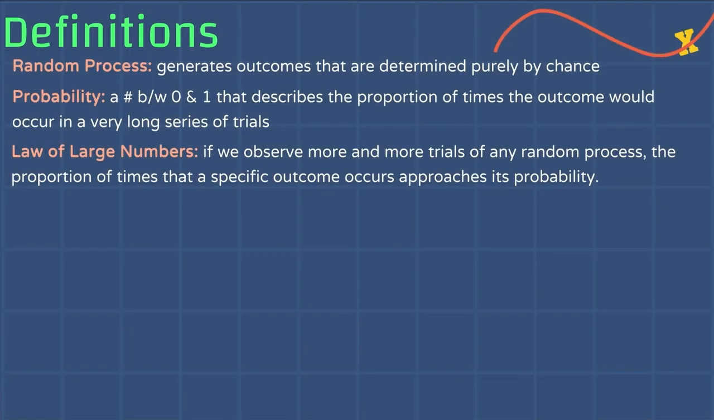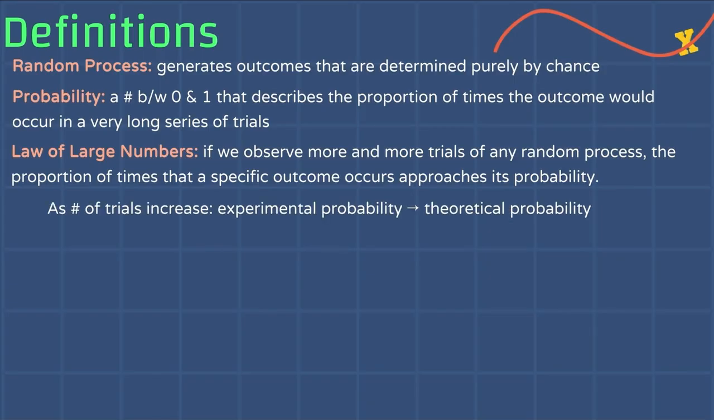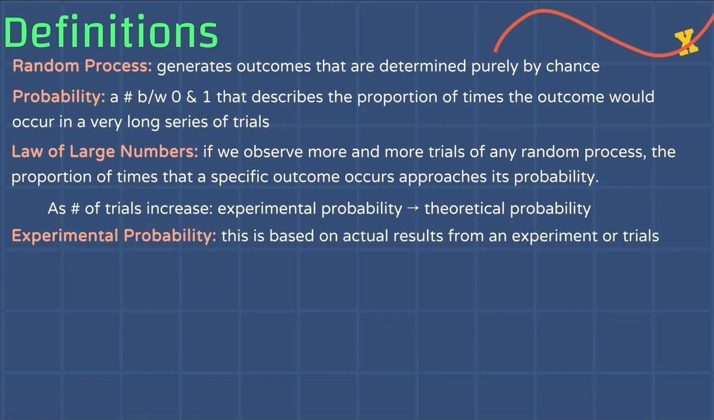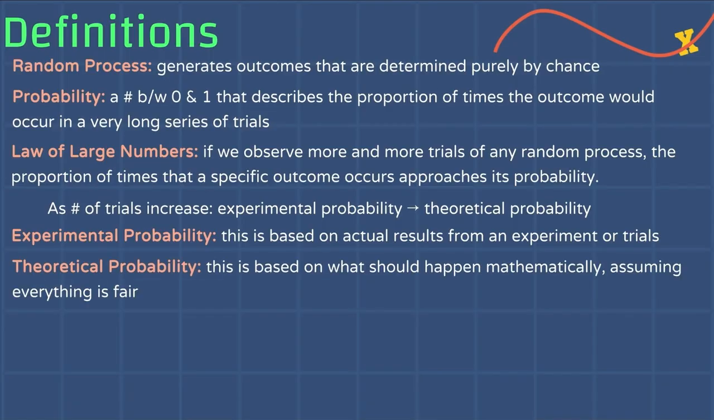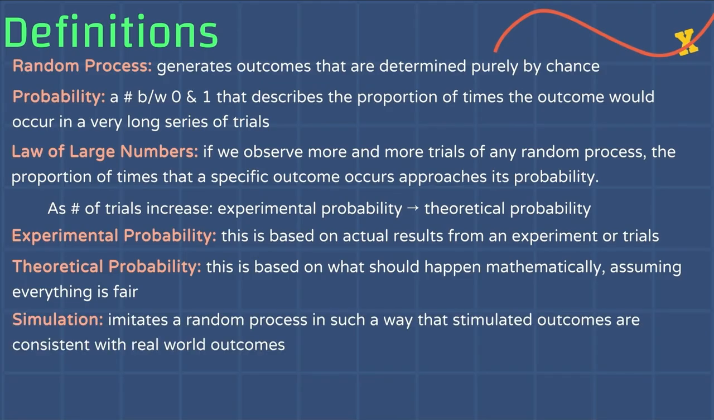The law of large numbers says that if we observe more and more trials of any random process, the proportion of times that a specific outcome occurs approaches its probability. So as the number of trials increases, the experimental probability approaches the theoretical probability. The experimental probability is based on actual results from an experiment or trials, while the theoretical probability is based on what should happen mathematically, assuming everything is fair.